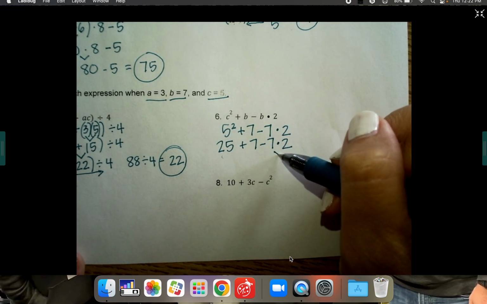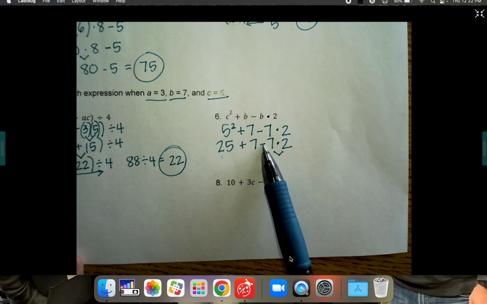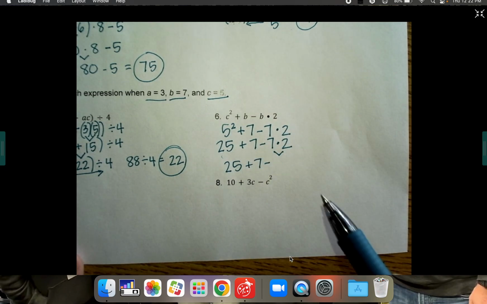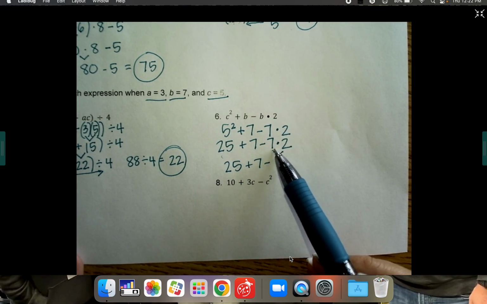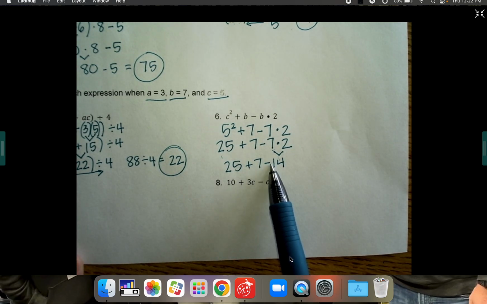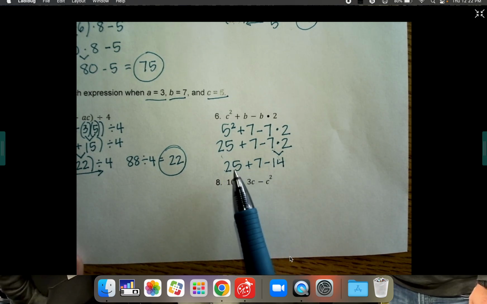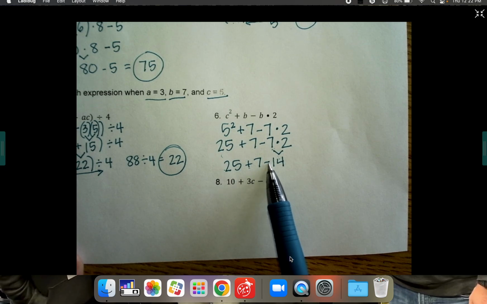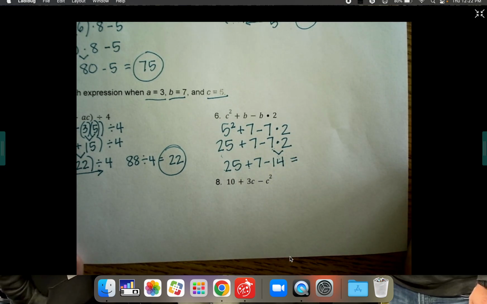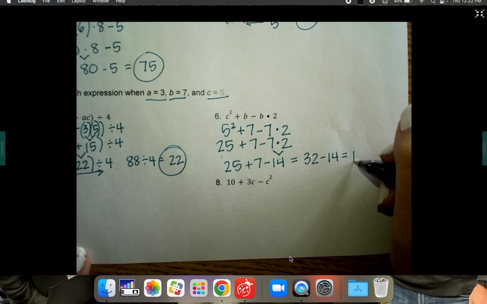All right, this has the next highest level of priority because multiply comes before add and subtract. So I'm just going to bring down my 25 plus 7 minus, and I'm going to go ahead and multiply here. 7 times 2 is 14. And now add and subtract have the same level of priority, so I'm just going to go left to right. 25 plus 7 minus 14. 25 plus 7 is 32. Minus 14 is 18.